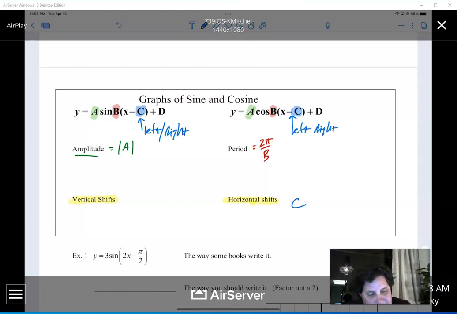Okay, so that's the C, left, right. And remember, it's the opposite of what it says. So for example, if it says -2, we're going to use 2 to the right. Okay, so if you guys remember that.